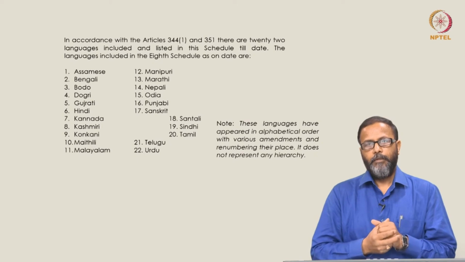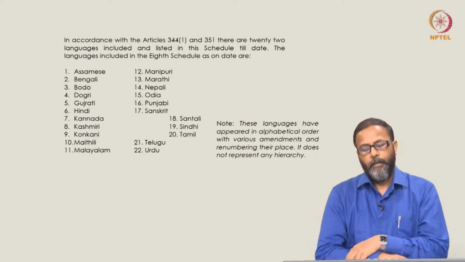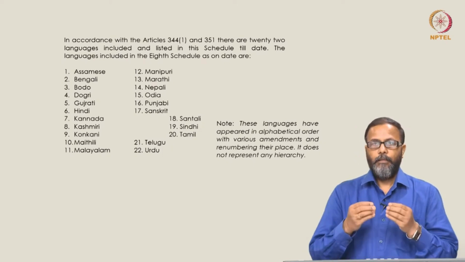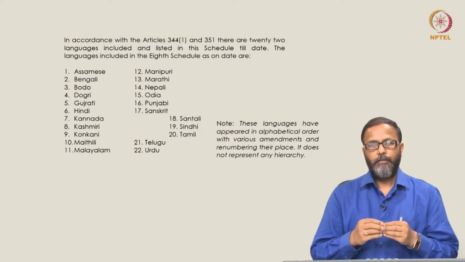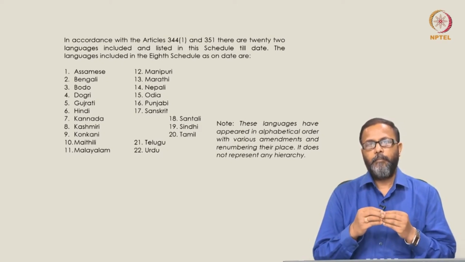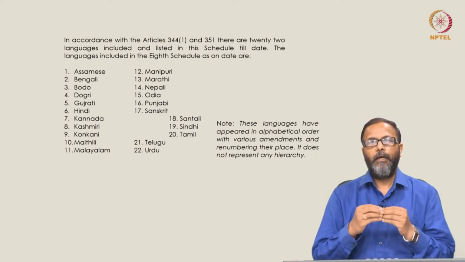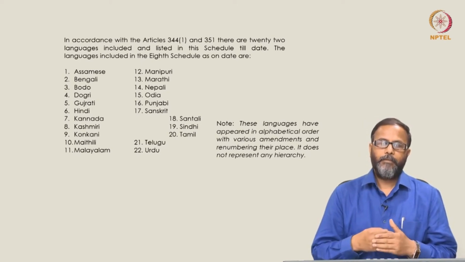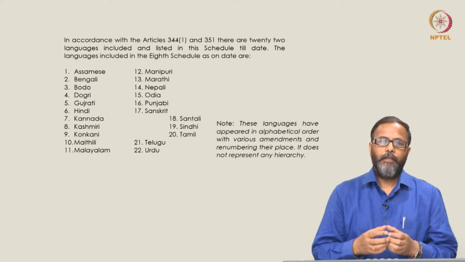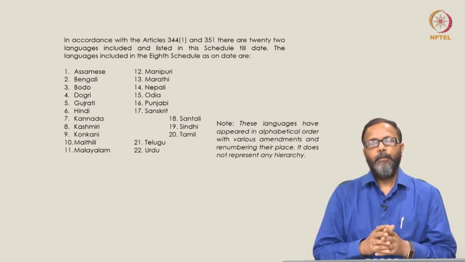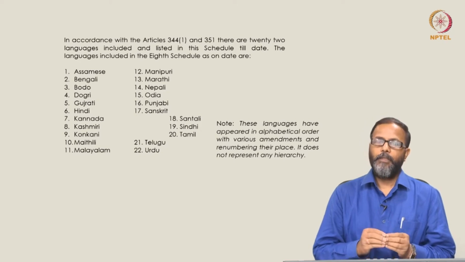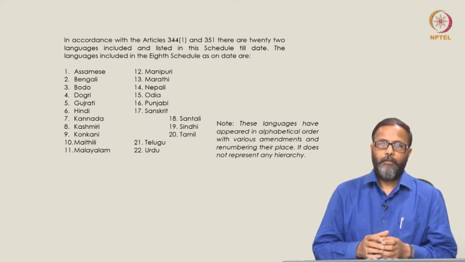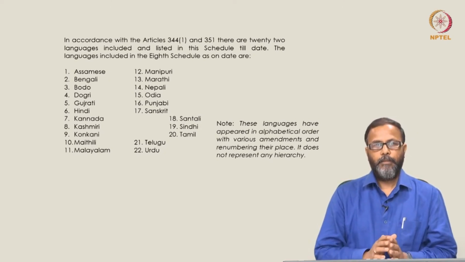And if you look at Article 344(1) and 355, there are 22 languages included in the list, and the hierarchy is irrelevant because the list of these 22 languages is prepared in alphabetical order. So the sequence of appearance of these languages by no means carries any hierarchical value. It is simply alphabetical in nature. It doesn't have to do with the status, the number of speakers or the prestige attached to it. They are objectively put in alphabetical order.